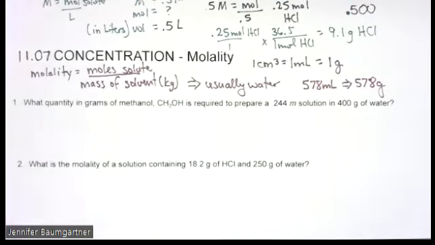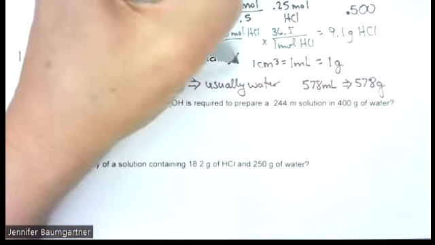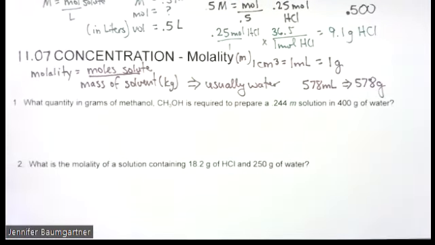The symbol for molality is an italic lowercase m. So we're going to see this lowercase m. If you see the capital M, you're talking about molarity. You see the lowercase m, you're talking about molality. So it's important to know the difference. All right, on to the sample problems.